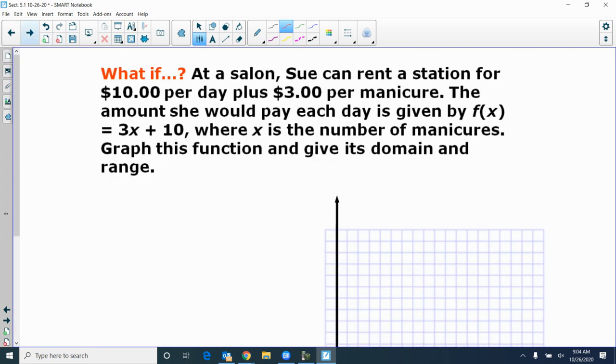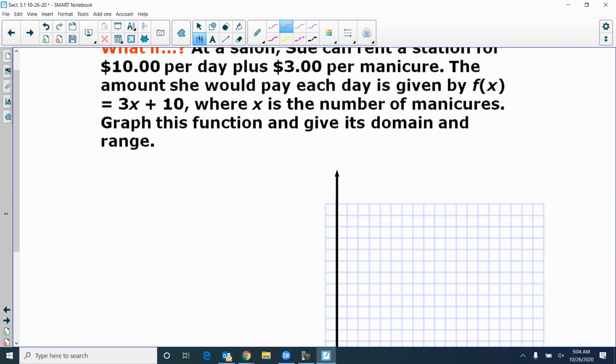All right, what do we got left there? The manicure. Okay. At a salon, Sue can rent a station for $10 per day plus $3 per manicure. The amount she would pay each day is given by f of x equals 3x plus 10.